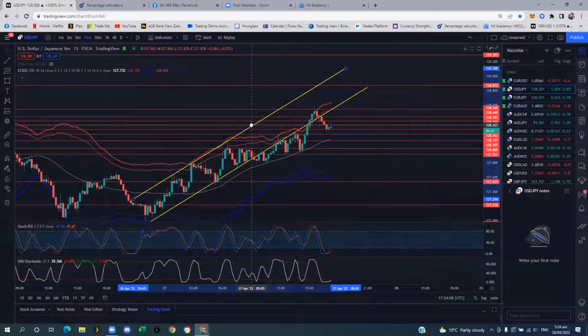Now, this is not a very good example of it, but there is a subtle example of it here. So you can see that it's come up and it's touched there. It's come up, it's touched there, and it's come up and it's touched there. So during that period there, it created this channel that you could have traded. So yeah, I was going to add to that.